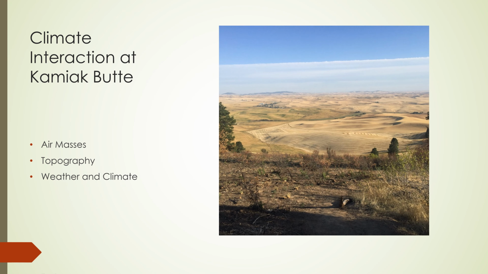Looking at the climate at Kamiak Butte, it has a huge role in the way that species live and how vegetation grows, as well as many other things. When looking at the topography and weather habits on each aspect of Kamiak Butte, we can begin to understand why the landscape and species interaction is the way that it is.